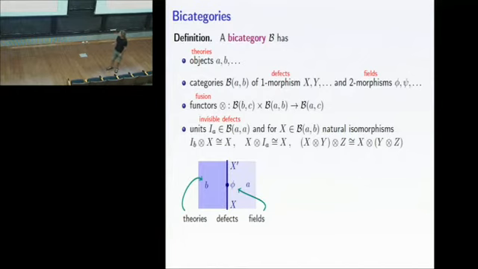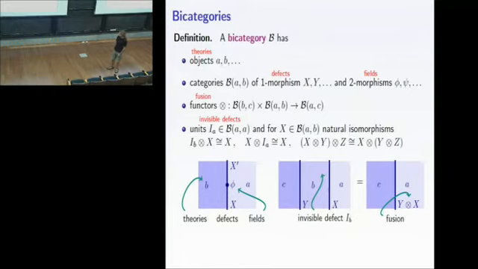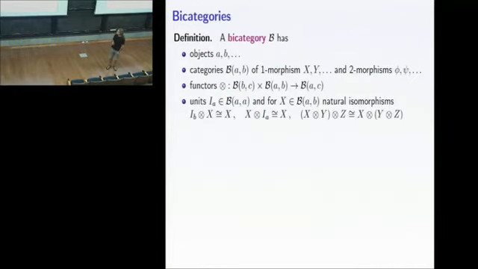In pictures, it looks like this. Objects are labeled two-dimensional faces. One-morphisms are defects between these theories, and between the defects, we have two-morphisms, that is, fields. Fields are composed vertically, so that's the operator product, and defects are fused horizontally. So the tensor product, which is the additional product here, is written in a horizontal fashion. So these are the kind of pictures I always have in mind when I think about bicategories.